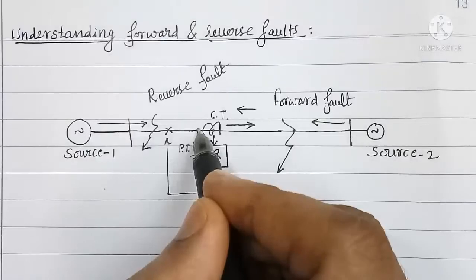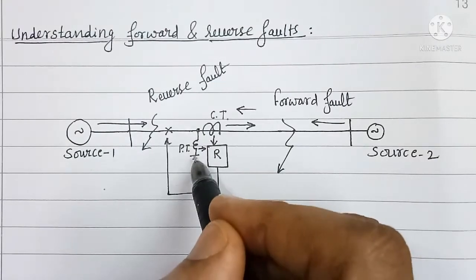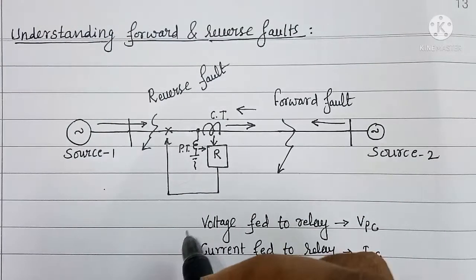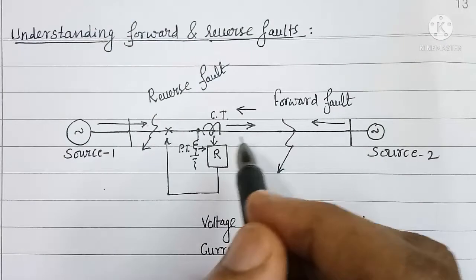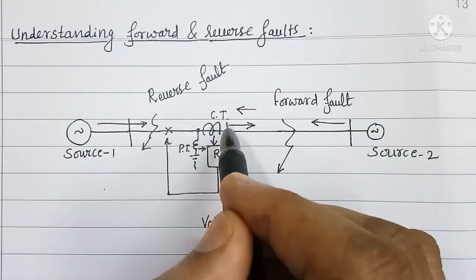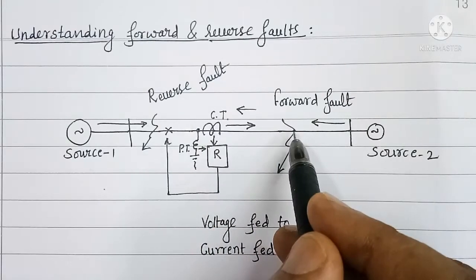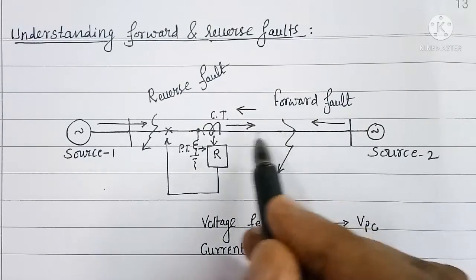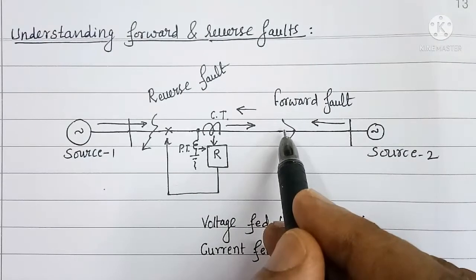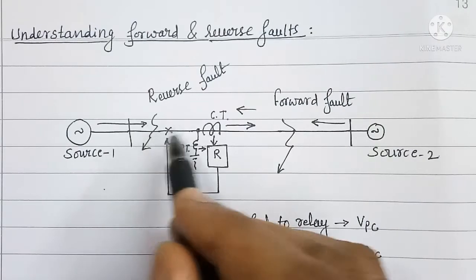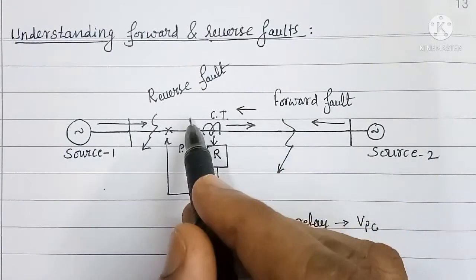But the voltage measured by the PT will not change its polarity. Its polarity remains the same. What is happening is only the direction of current through the CT is changing. For fault after the CT, current is towards right. For the fault before CT, the fault current is towards left.